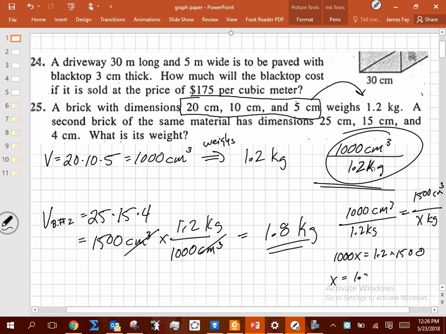Okay, so you have 1.2 times 1,500 divided by 1,000, right? Can I rewrite that, because it's a common denominator now? Or not common, it's multiplication, sorry. It's multiplication. Can I rewrite that 1.2 times 1,500 as 1.2 over 1,000 times 1,500 over 1? Is that still the same thing as that? Does that make sense? Okay.